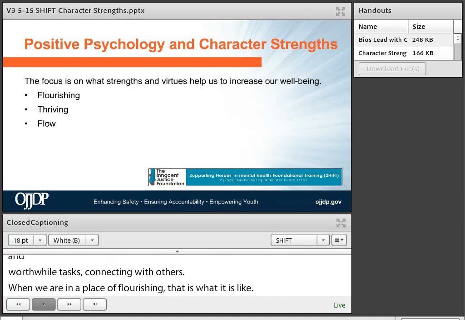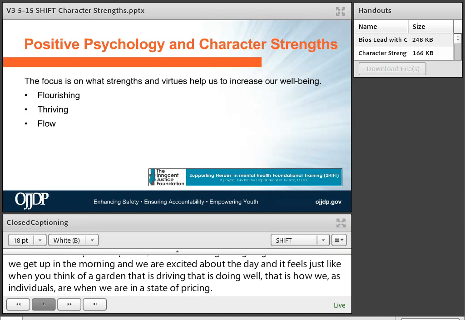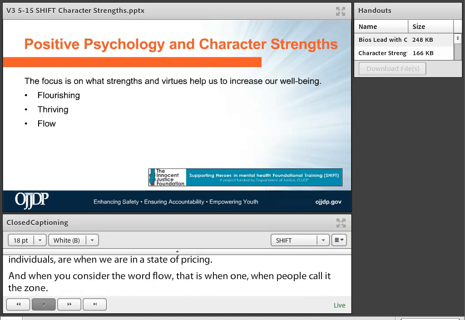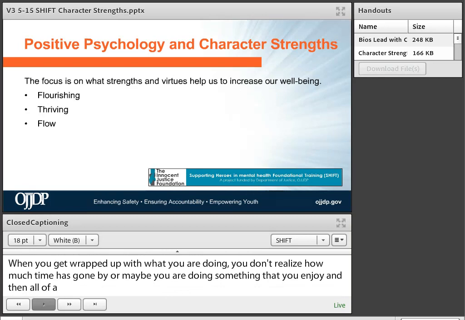And then when you consider the word flow, that's when you're what other people might call in the zone. It feels like you get so wrapped up in what you're doing that you don't even realize how much time's gone by. Maybe you're doing something that you enjoy, and then all of a sudden you realize that it's been 5 hours, or somebody came into the room and left and you didn't even realize that anyone had been into the room. When you're in that place of flow, things just seem to be clicking and you're so wrapped up in it that your whole focus is on that activity and nothing else.